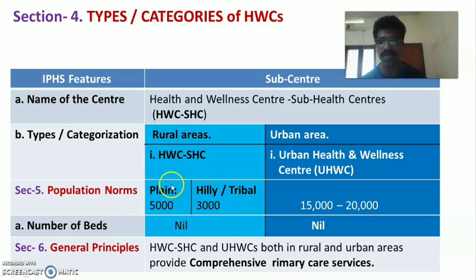So in the rural area, if the area is a plain or general area, the sub-health center covers 5,000 population, that is one sub-health center. Then in hilly, tribal, backward and other remote areas, it covers only 3,000 population. But in urban area, the new health center, Urban Health and Wellness Center, UHWC, covers a population between 15,000 to 20,000, and its name is Urban Health and Wellness Center.